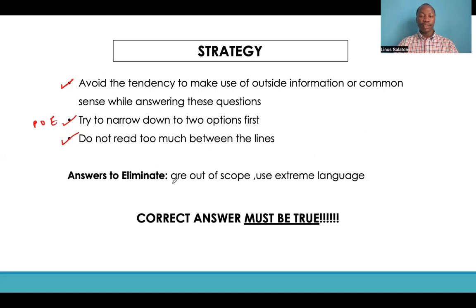So answers to eliminate are answers that are out of scope, that do not align to what information is provided, or that add extra information to what is being communicated. Also eliminate answer choices that use extreme language. So the correct answer choice for inference questions must be true. That means that whatever information is being conveyed must be true, or must be supported by the stimulus or the short passage that is provided in the question. All right, so it must be true.